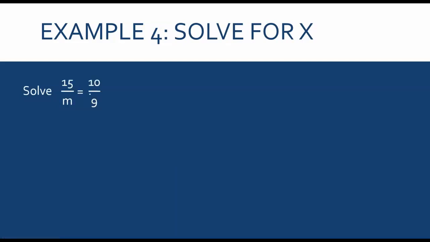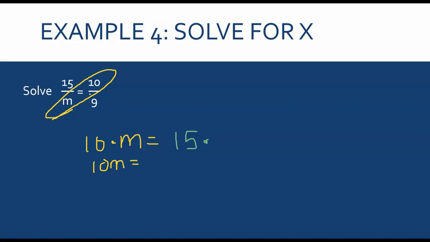Okay, example 4. 15 over m is equal to 10 over 9. What can I do? Okay, Dominique. You cross multiply. Perfect. 10m and 15 times 9, and you get 135. Very good. So you got 10m. Yep, you should get 13.5.